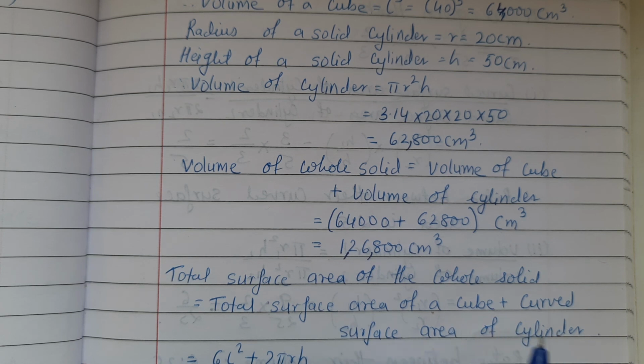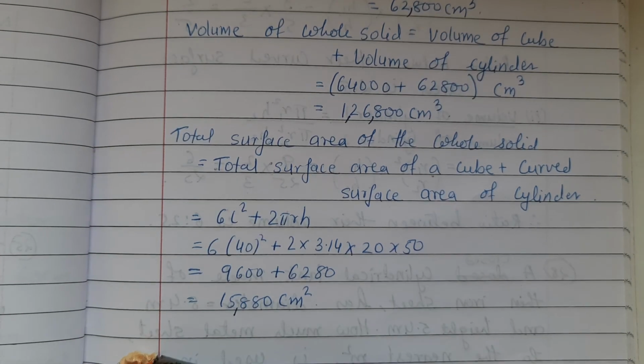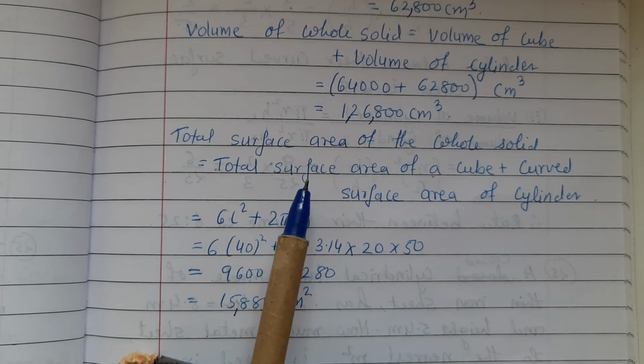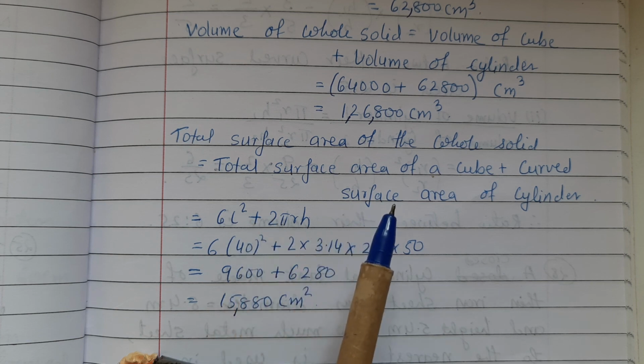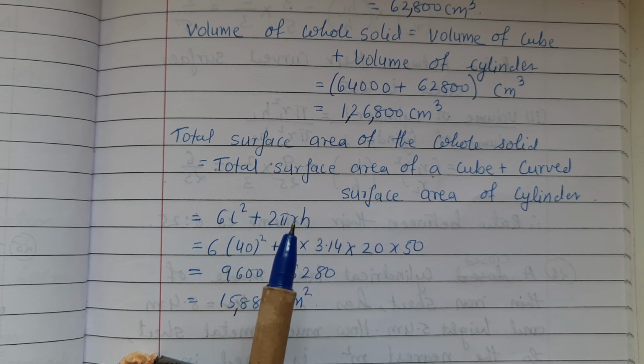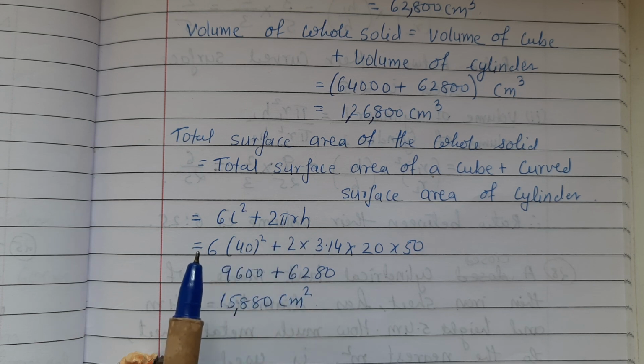Total surface area of whole solid is equal to total surface area of cube plus curved surface area of cylinder. Total surface area of cube is 6L square plus curved surface area of cylinder is 2 pi r h, which is equal to 6 into 40 square plus 2 into 3.14 into 20 into 50, which is equal to 9600 plus 6280. Total surface area of whole solid is equal to 15,880 centimeters square.